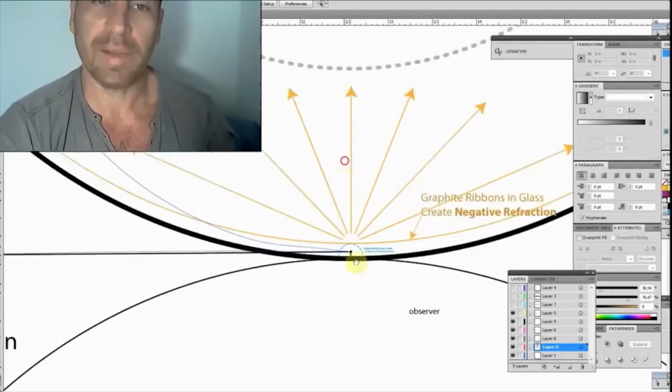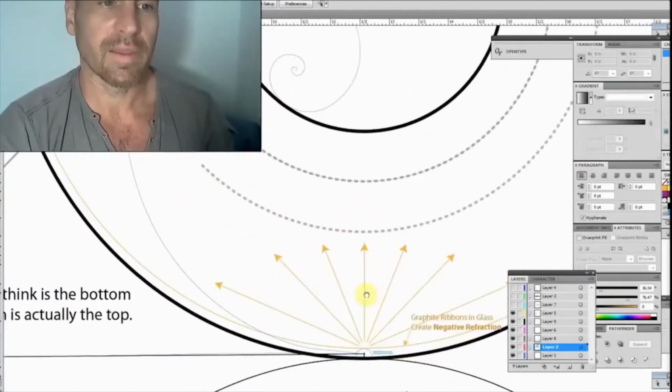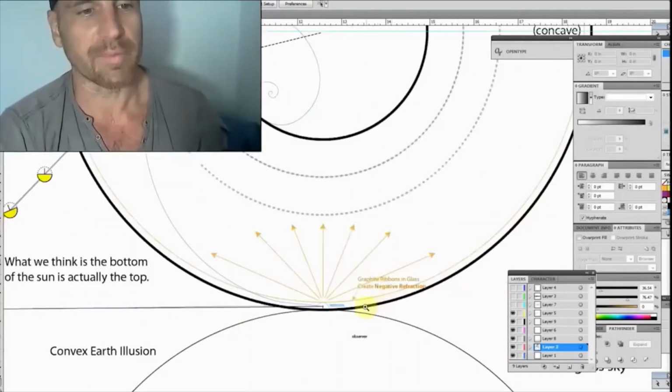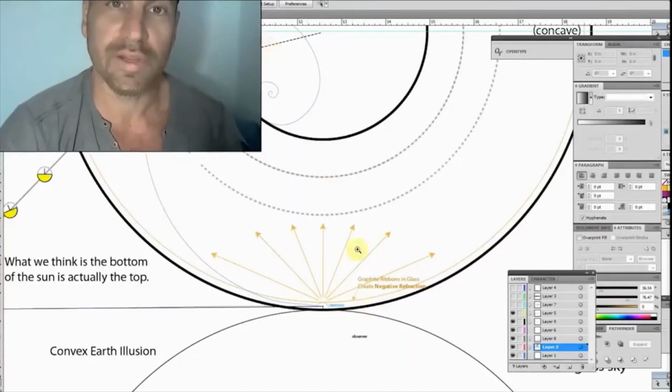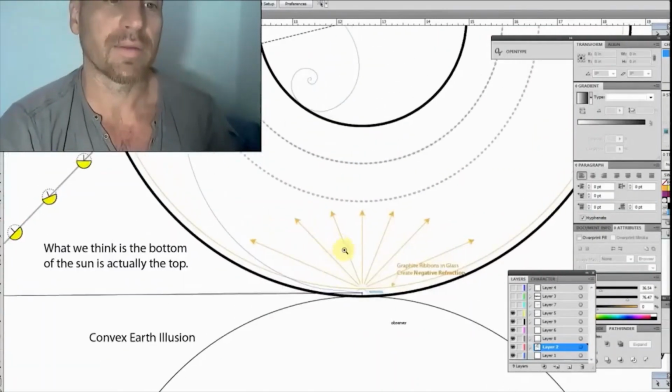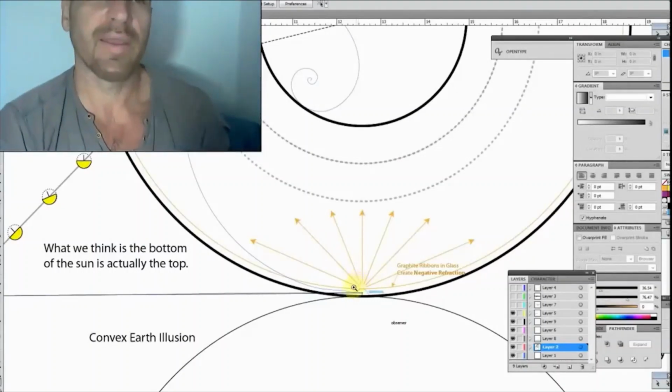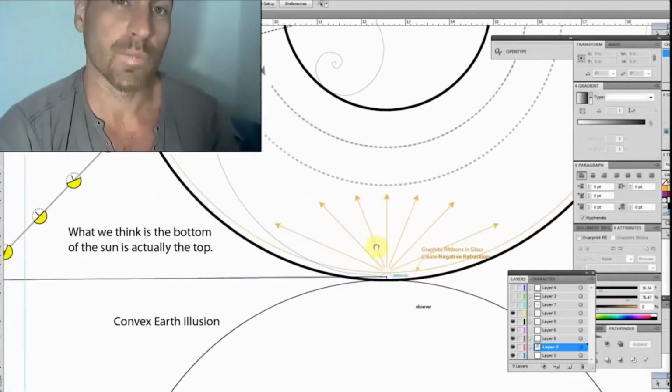So light is bending within the Earth. If you're new to this, the phi ratio trajectory of vision is showing how light actually bends. It gives the illusion that you're living on a ball. And with this negative refraction of the glass sky, it inverts the heavens.